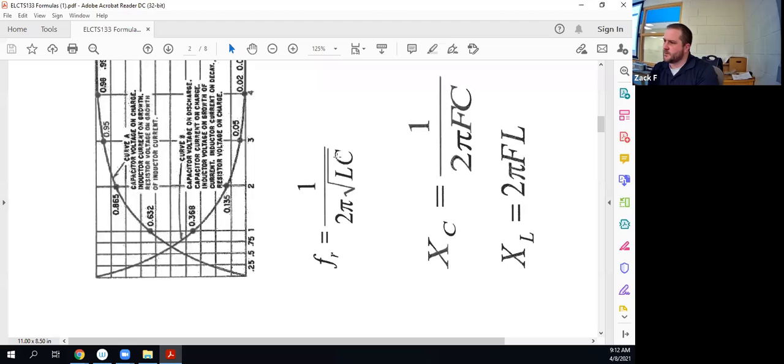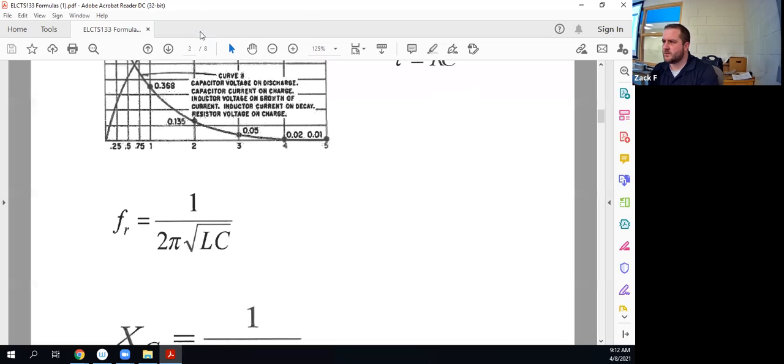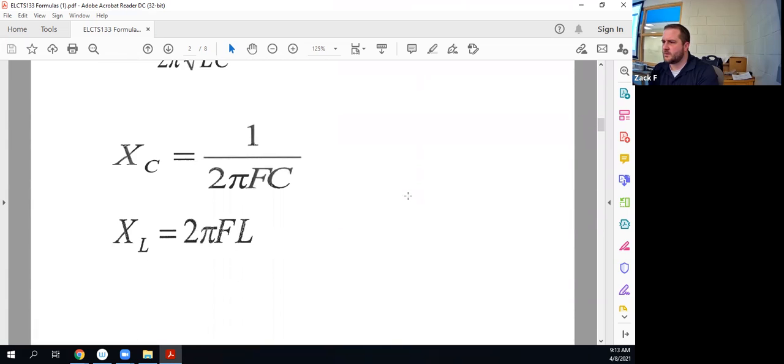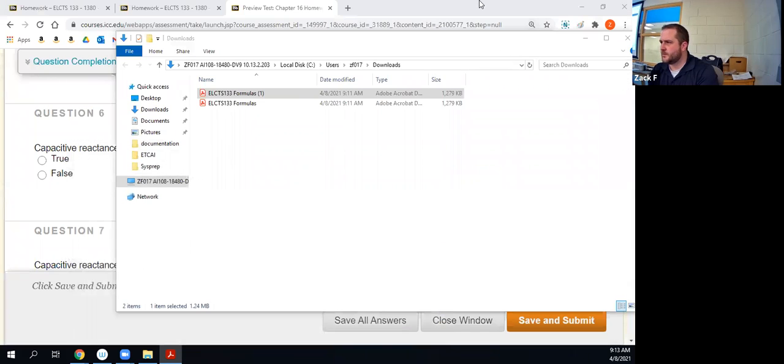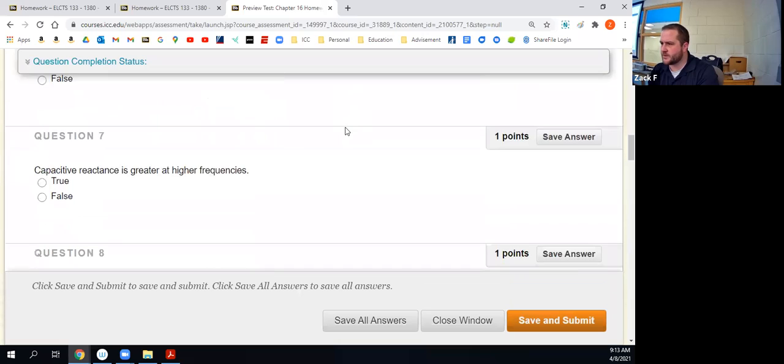But what I wanted to see was this. Formula right here. This is capacitive reactance. X sub C equals 1 over 2 pi FC. So that question, right yonder, capacitive reactance is directly proportional to frequency.